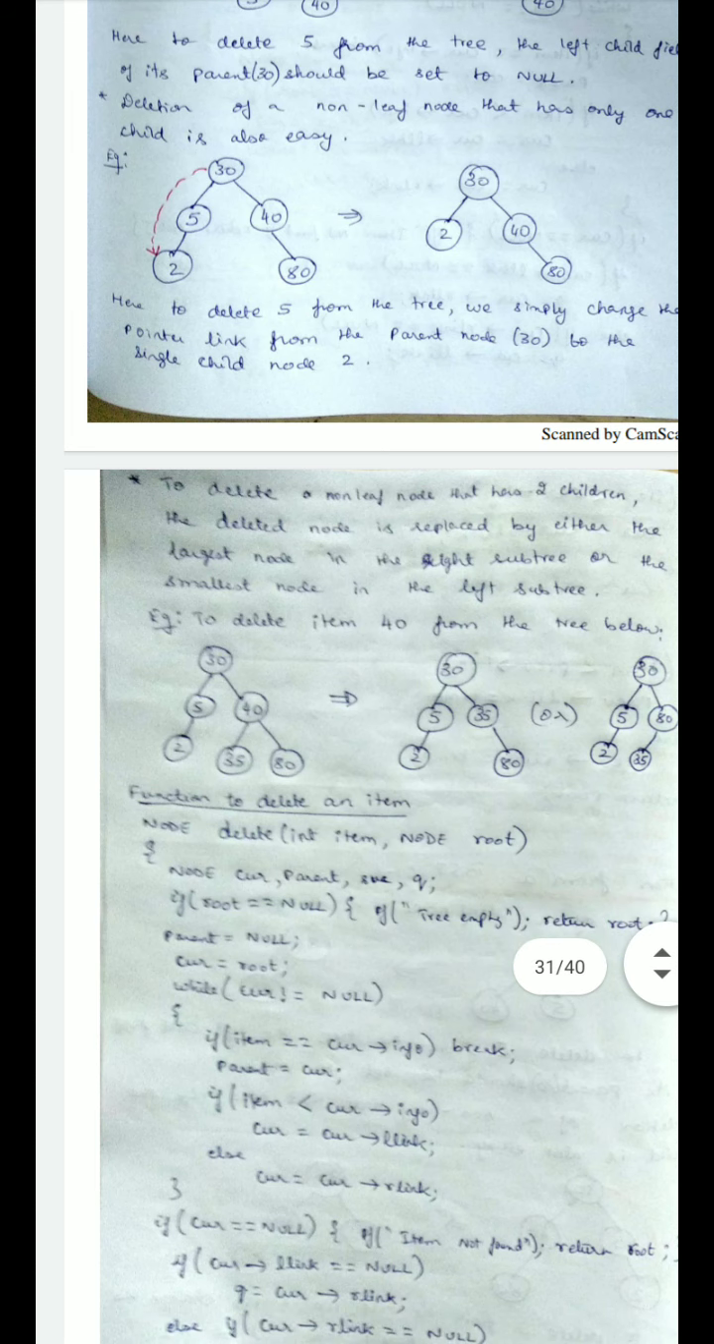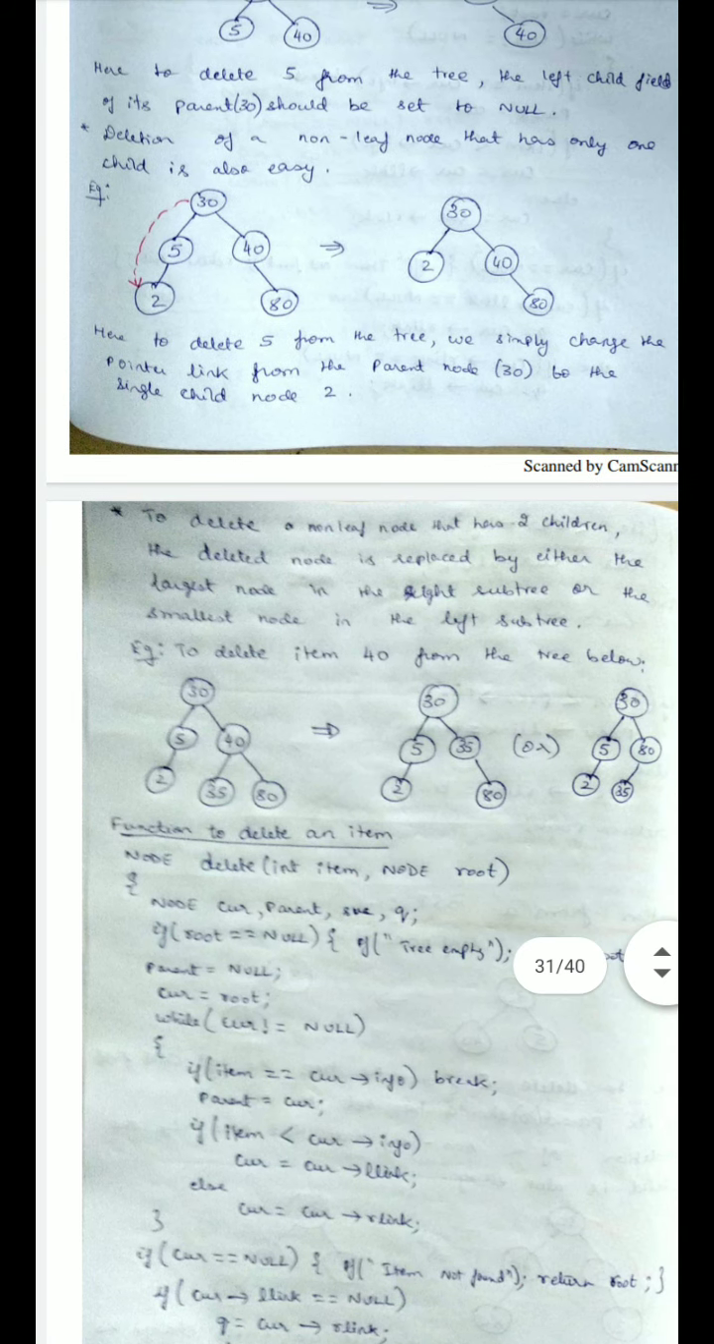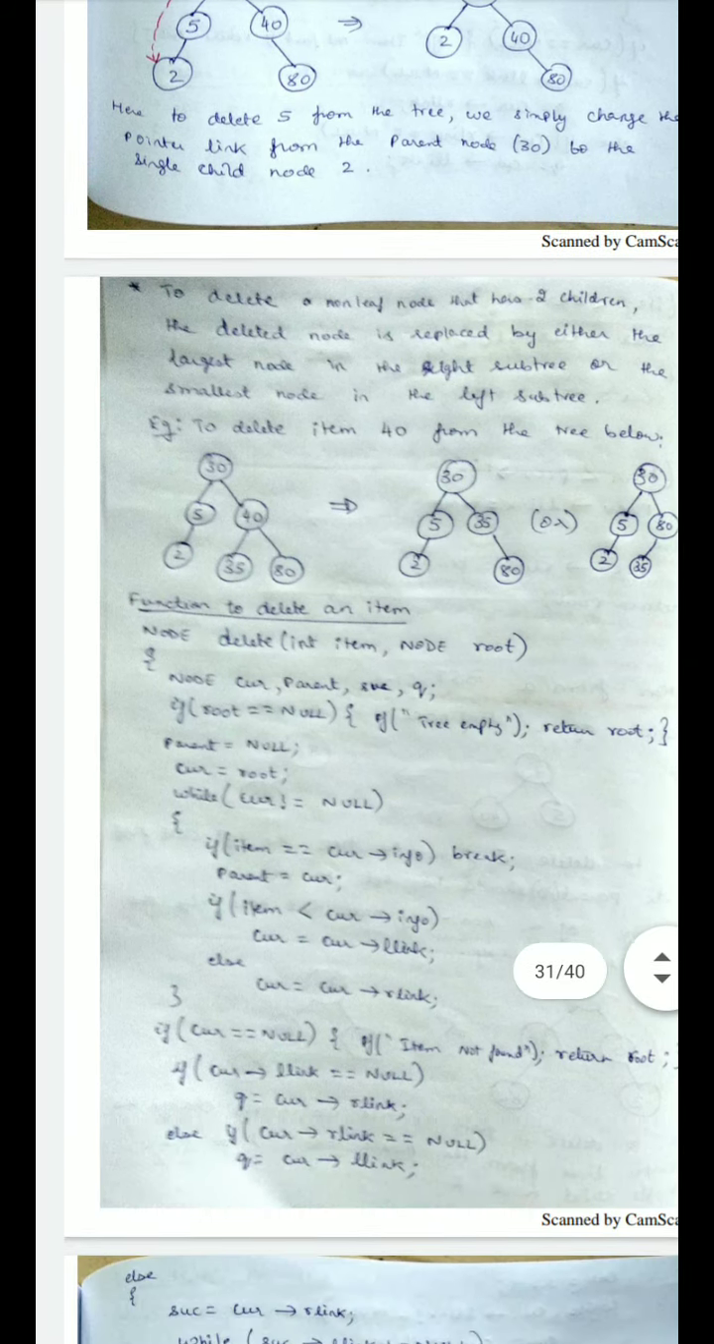Suppose you want to delete a non-leaf node which has 2 children, how can it be performed? Either you replace the intermediate node with the left node, or with the right node. See here, if you want to delete 40, the left node is 35 and the right node is 80. If you delete 40, you can replace it with 35 or 80. This is how you perform the deletion operation.